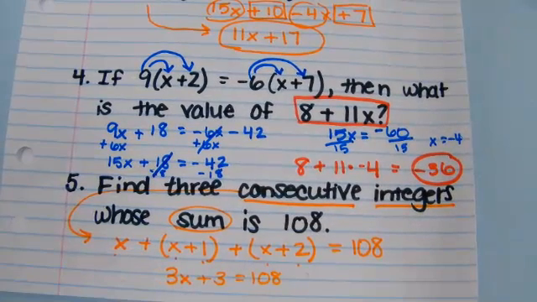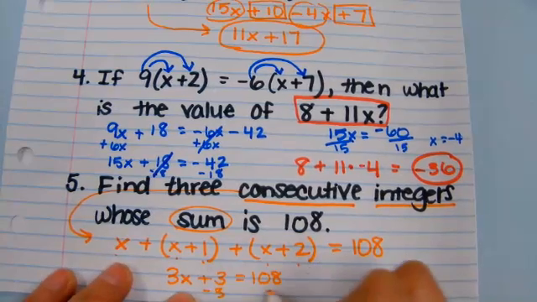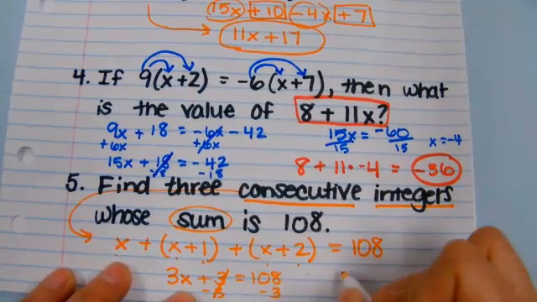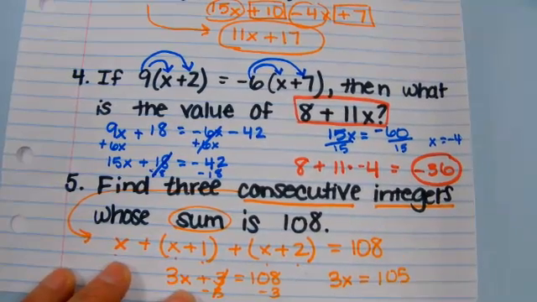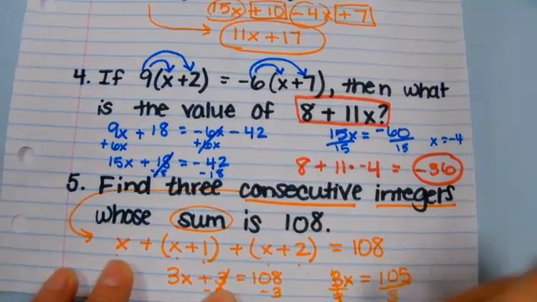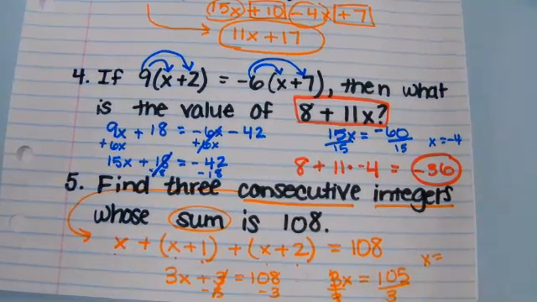This is really what you're solving. 3x plus 3 equal 108. Okay, what do? Subtract 3 from both sides. Sorry, I ran out of space again. So you get 3x equal 105. Then what do? Divide by 3. What is 105 divided by 3? What do you get? 35. There you go.